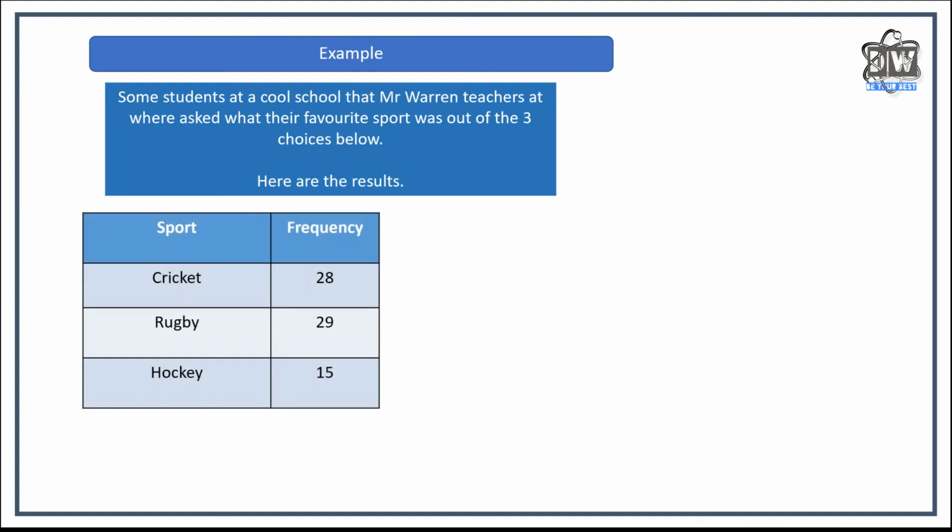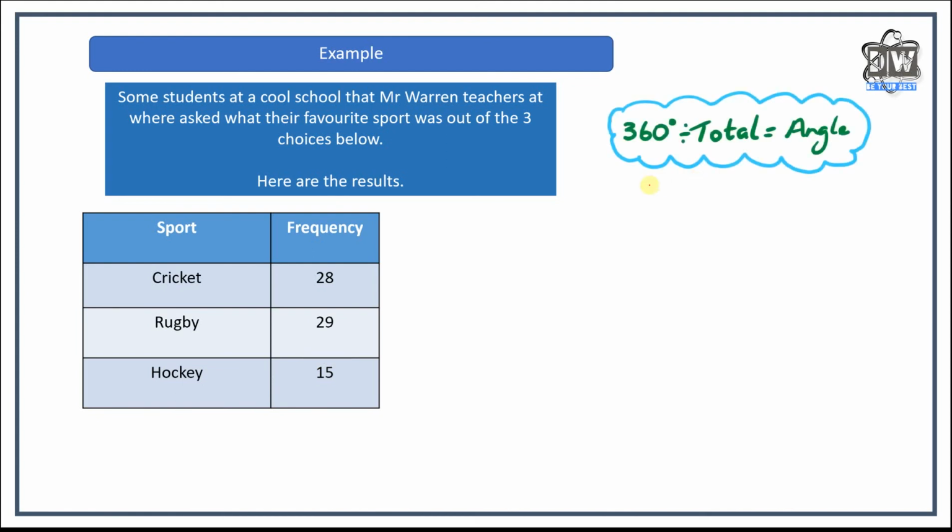Some students at a cool school that Mr. Warren teaches at were asked what their favourite sport was out of the 3 choices below. Here are the results. So we've got cricket, rugby and hockey. 28 people chose cricket, 29 people chose rugby, and 15 people chose hockey. The formula that you need to work with is over here. So now pause the video at this point, give it a go, and come back and see if you've got it correct.